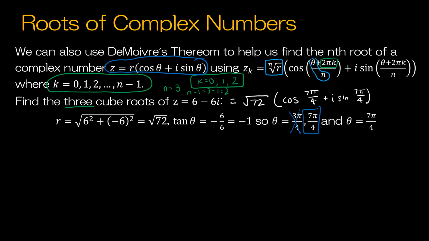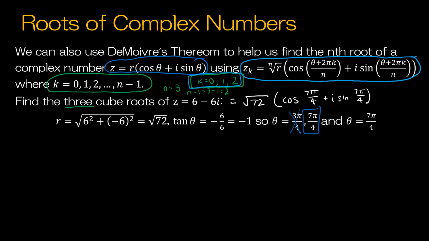Now I'm going to use DeMoivre's theorem. Up to this point I haven't used DeMoivre's theorem yet. I've just been talking and doing stuff that I already knew how to do. So now I'm going to let z sub k, where k is going to be replaced with 0, 1, and 2 in a moment, z sub k equals the nth root of r.